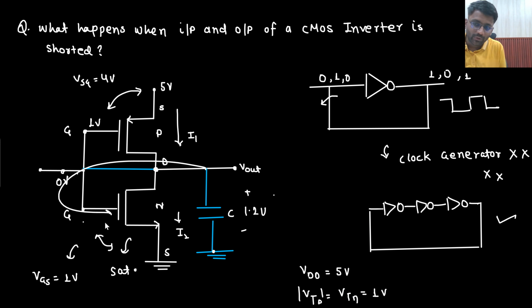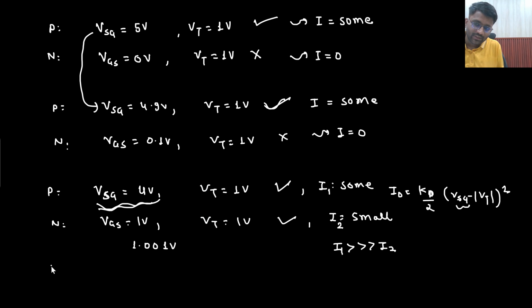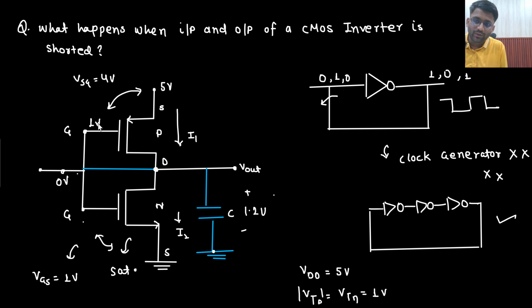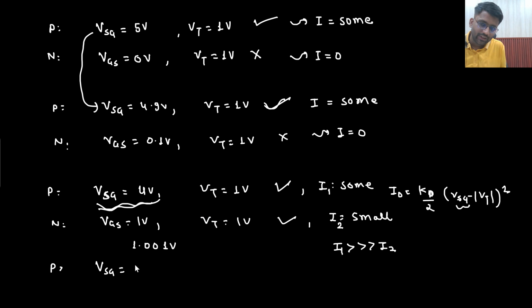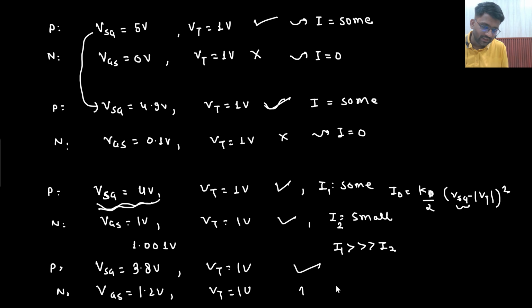Then what will happen? This 1.2 will reach here. 1.2 volt will reach the gates of both transistors. Then what will be the VSG value? VSG will be nothing but 3.8 volt. VT is 1 volt only. Yes, some current is driven. What about NMOS? VGS value will be 1.2 volt. VT value is 1 volt only. That means yes, it will also drive some current.